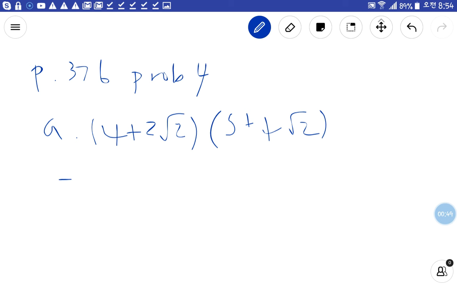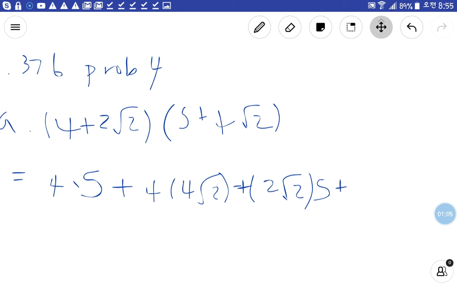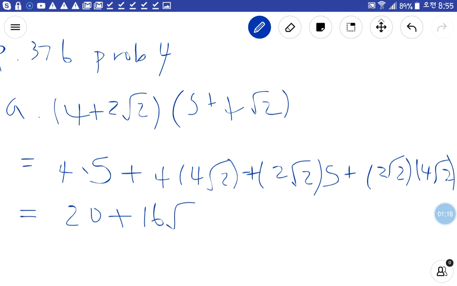Now what? Using FOIL, so 4 times 5, plus 4 times 4 radical 2, now 2 radical 2 times 5, and then the last, 2 radical 2 times 4 radical 2. Okay? Now 4 times 5 is 20. 4 times 4, 16 radical 2. 2 times 5, 10 radical 2.